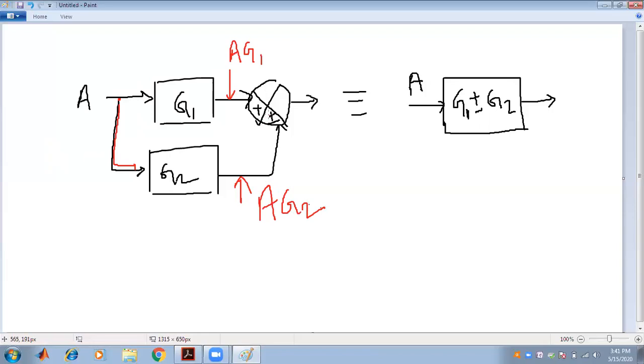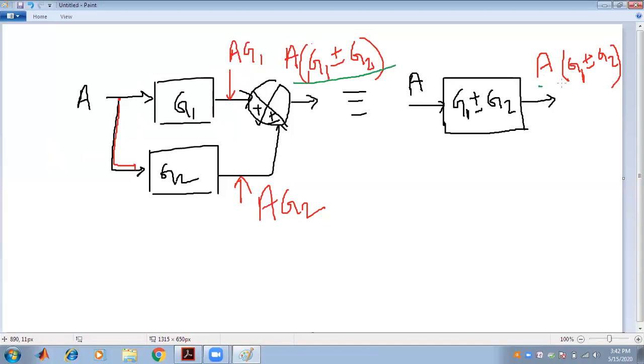There is a plus or minus sign in the summing block. So the output is A G1 plus or minus G2, the total output from the entire block. Now this is A, and this is G1 plus or minus G2. So what is the output from that block? A times G1 plus or minus G2. So it is seen that both the outputs are the same.